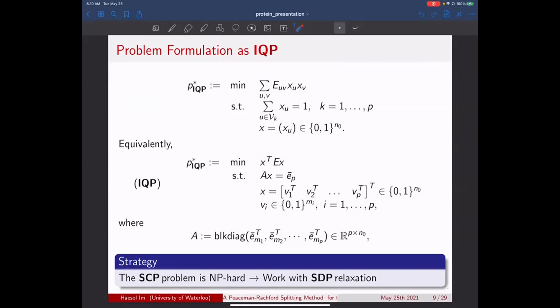We can use even more compact notation. We can form this matrix E and represent the objective as x transpose Ex. We can also form this block diagonal matrix A and represent this linear constraint as a matrix-vector product, Ax equal to e, where e is the all-ones vector of length p. However, this sidechain positioning problem is an NP-hard problem, so what we do is work with the SDP relaxation.